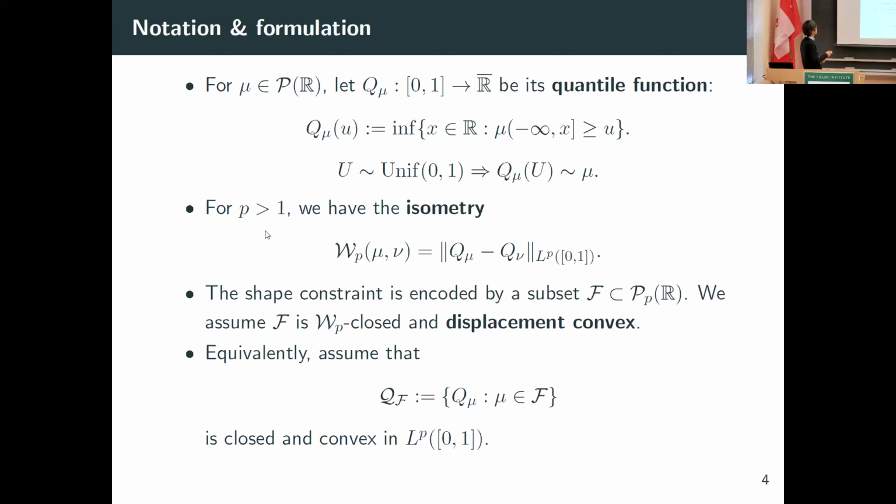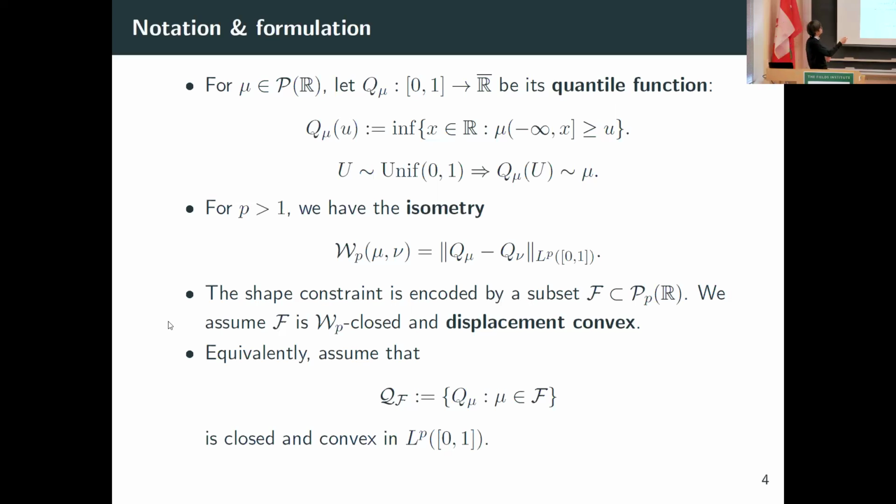So here is the key setup in our talk. I want to consider a shape constraint and how to encode that. I want to have a subset F in, let's say, the space of probabilities with finite p moments. In general, I can have a very arbitrary set, but to use this particular structure, I want to assume that this F is displacement convex. And also, for the well-posedness of the minimization problem, let's assume also that it is closed in the Wasserstein distance.